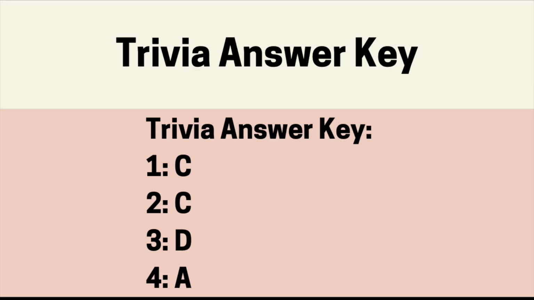If you got C for question number 1, your answer is correct. If you got C for question number 2, your answer is also correct. If you got D for question number 3, your answer is also correct. And if you got A for question number 4, your answer is correct. Congratulations if you got all 4 of these questions correct.